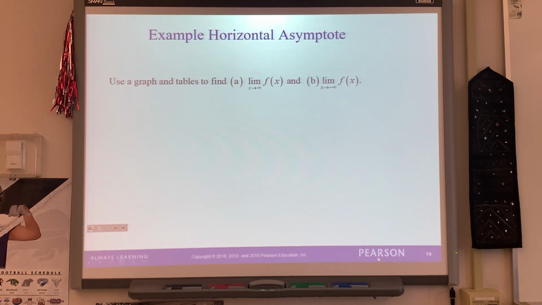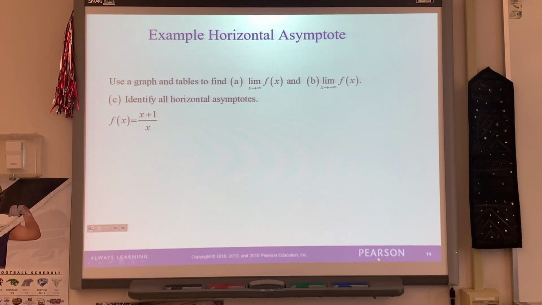So it says, use the graph and tables to find the limit as x approaches infinity of f of x and the limit as x approaches negative infinity of f of x. Then part C, identify all horizontal asymptotes. So what's the function? Here's the function that's given to us. F of x equals x plus 1, all divided by x.